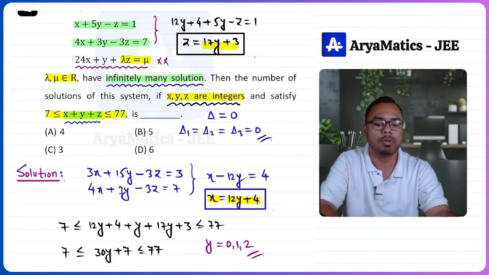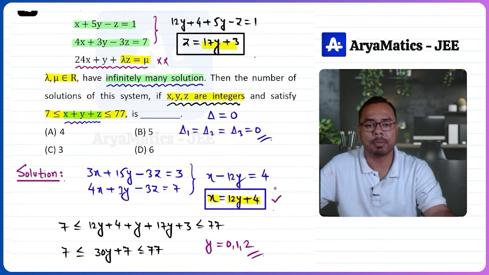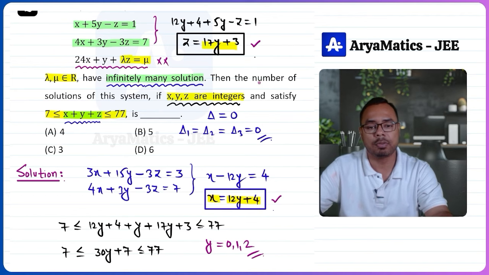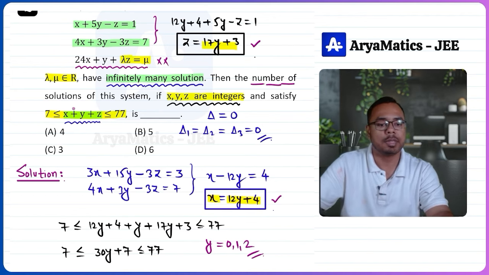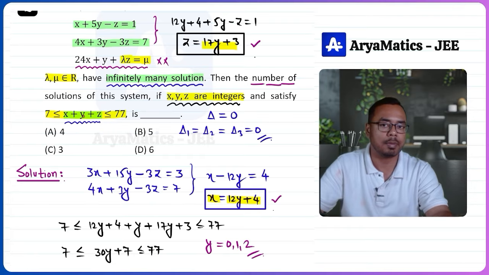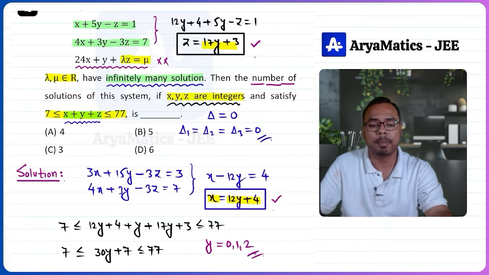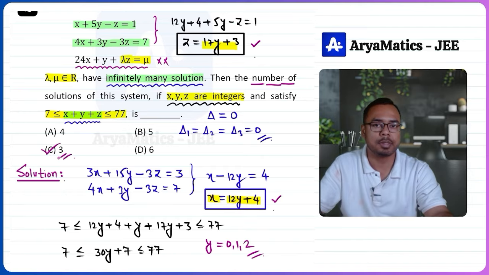Each integral value of y will give us some value of x and some value of z. The problem was that we need to find the number of solutions of this system of linear equations satisfying the given condition. So there are three integral values of y, 0, 1 and 2, and then x and z we can calculate. We do not need the exact solution, we need the number of solutions. So there are three solutions, right? Therefore the correct answer for this problem will be option C.